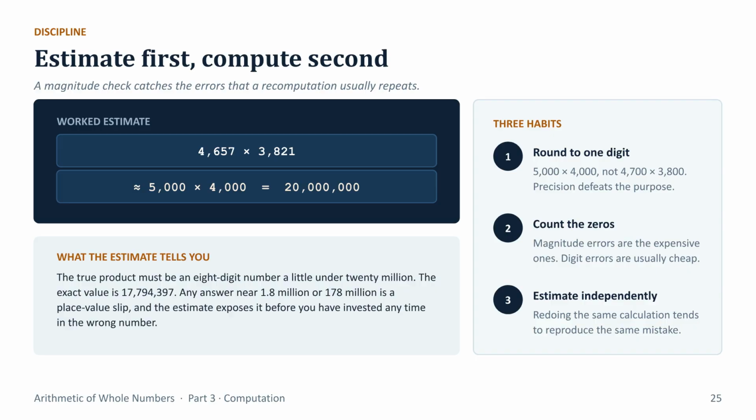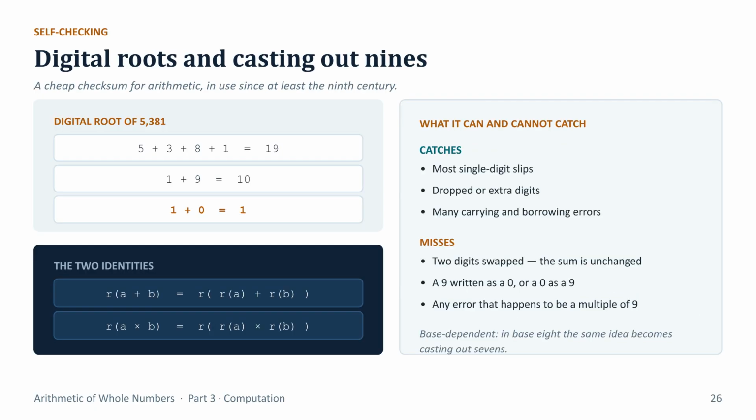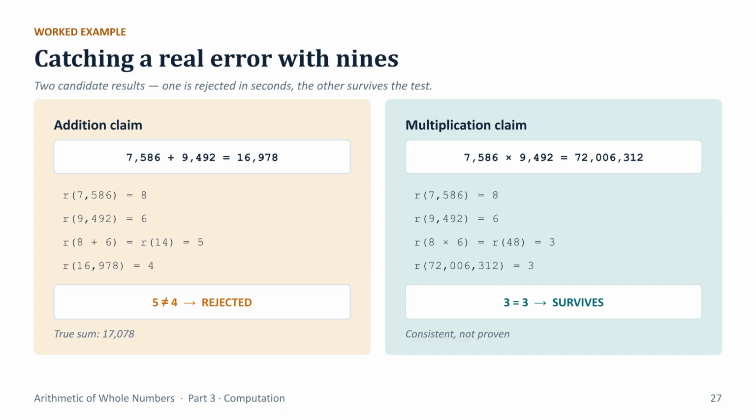This simple habit helps you spot place value errors immediately, saving time and preventing you from compounding mistakes. Digital roots are a brilliant way to check your work. By repeatedly summing the digits of a result until one remains, you get a quick checksum. If the digital root of your answer doesn't match the digital root of the operations, you know an error has occurred. Let's look at an example.